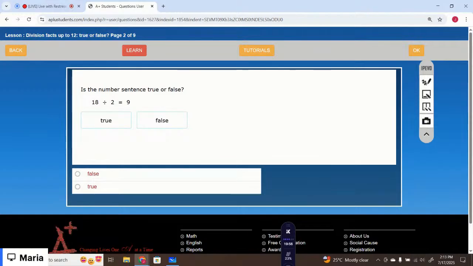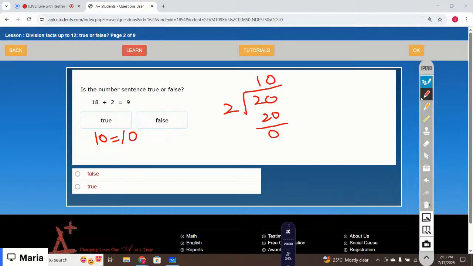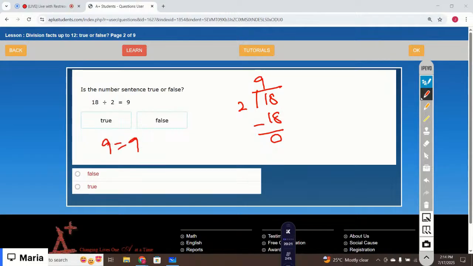Is the number sentence true or false? Just divide 18 by 2. 2 times what number is 18? 2 times 9 is 18. 18 divided by 2 is 9. So 9 is equal to 9.